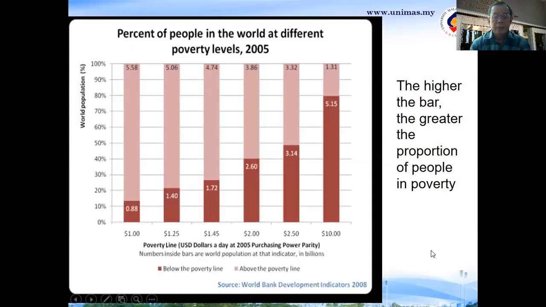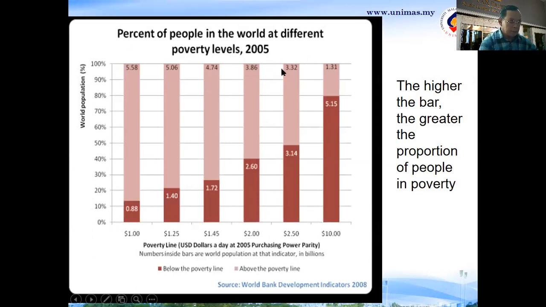Okay, so this is an example of data from the World Bank Development Indicators in 2008. What you can see here is the percent of people in the world at different poverty levels.